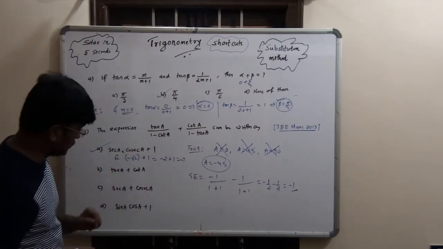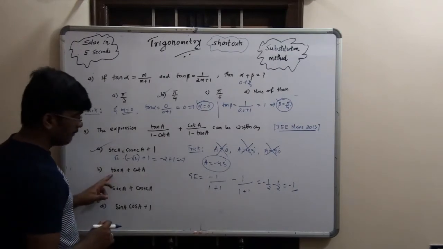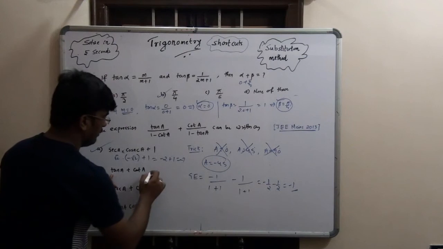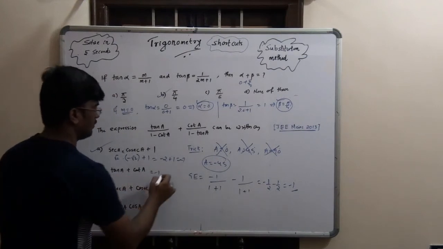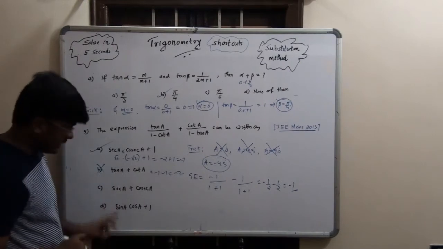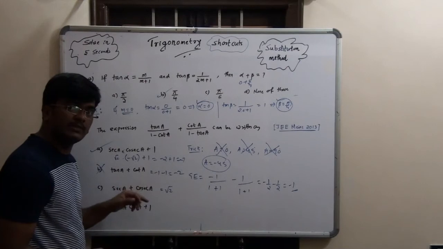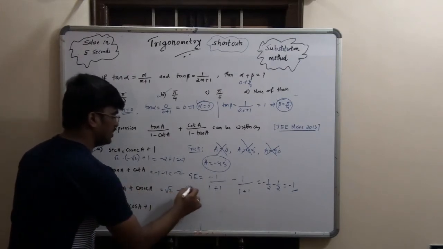Check the other options also, because sometimes both options might be correct. Yes sir. So tan minus 45 value is minus 1. Cot minus 45 value is minus 1, nothing but minus 2. This option is not correct. Sec minus 45 value is root 2. Cosec minus 45 value is minus root 2. This would be 0.